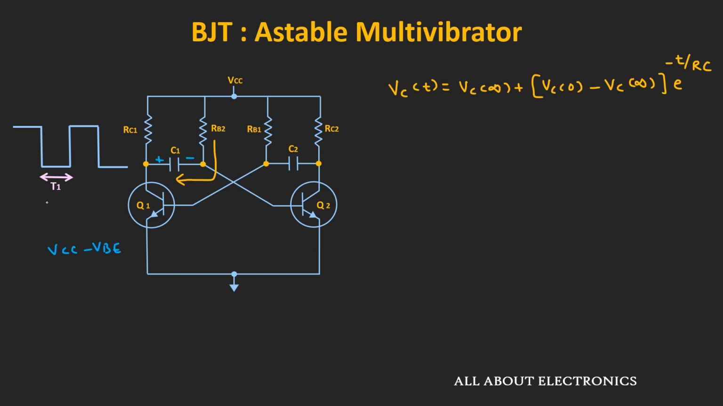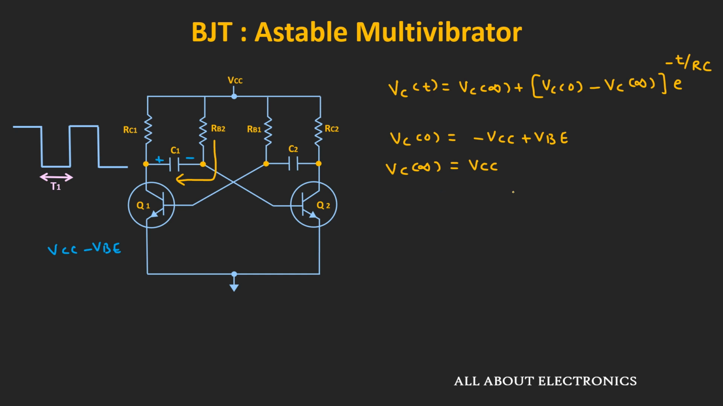But here, to get the value of this time t1, let us note down the values of the initial voltage as well as the final voltage across the capacitor. So here, the initial voltage Vc of 0 across the capacitor is equal to Vcc minus VBE. But the polarity of this voltage is reverse. So we can say that the initial voltage across the capacitor is equal to minus Vcc plus VBE. Similarly, this capacitor C1 charges towards the voltage Vcc. That means if the capacitor charges fully, then the voltage across this capacitor C1 should be equal to Vcc. That means we can say that Vc of infinite is equal to Vcc.